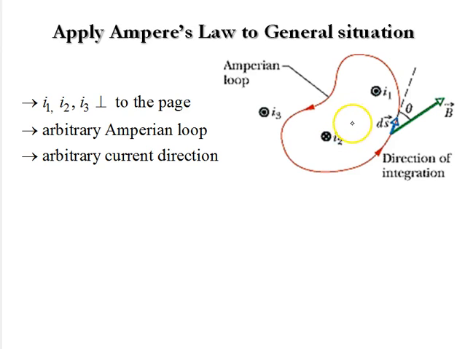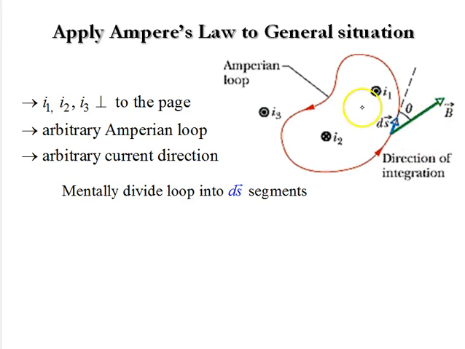If we apply Ampere's law to this general situation, we have three currents shown perpendicular to the page: I3 with a dot pointing towards us, I1 with a dot pointing towards us, and I2 with an X pointing away. We choose an arbitrary Amperian loop that looks sort of like a peanut here. The current direction is also arbitrary, but it may very well be defined. From our direction of integration, we'll mentally divide our loop up into little ds segments. As we go around the loop, these little ds segments are completely changing direction around this non-symmetric loop.